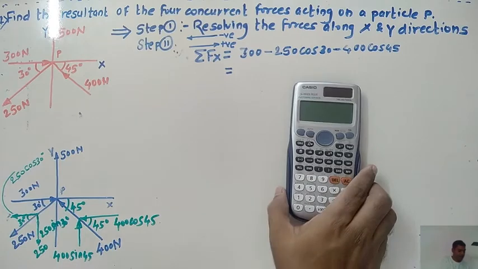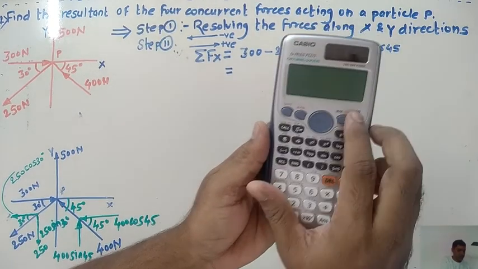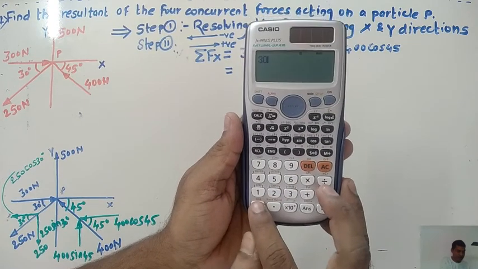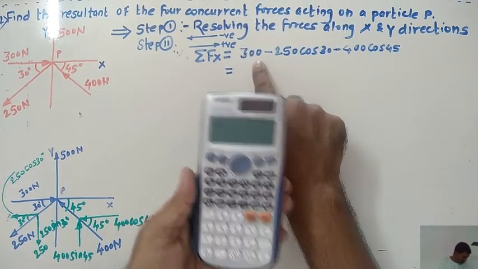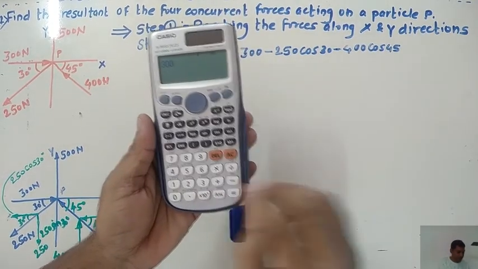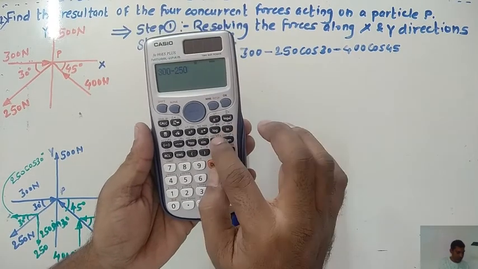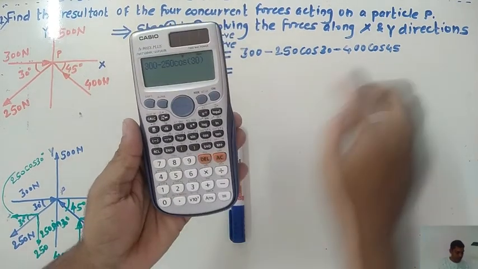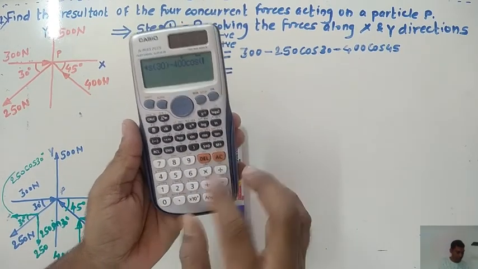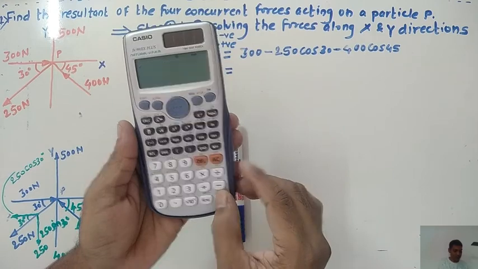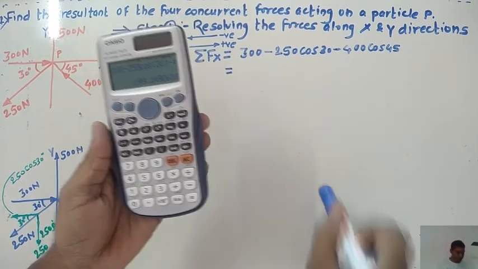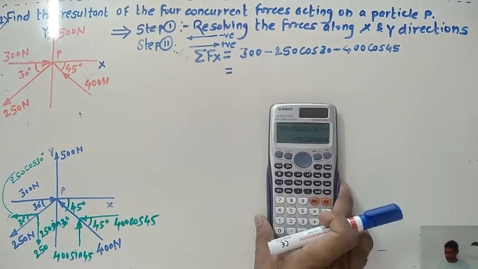Now do the calculations on your calculator. First force with magnitude 300 Newton. Next one, minus 250 cos of 30, minus 400 into cos of 45. Let's see the answer for this one, 199349. This is the answer.